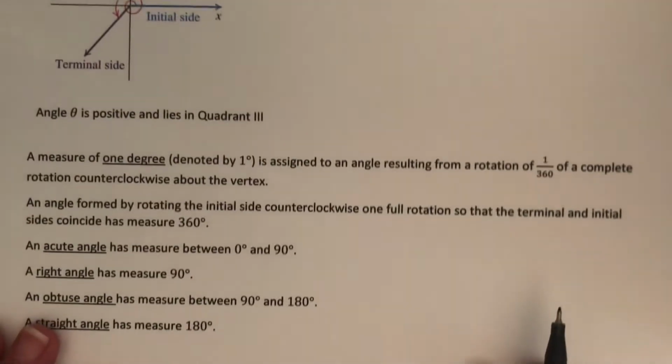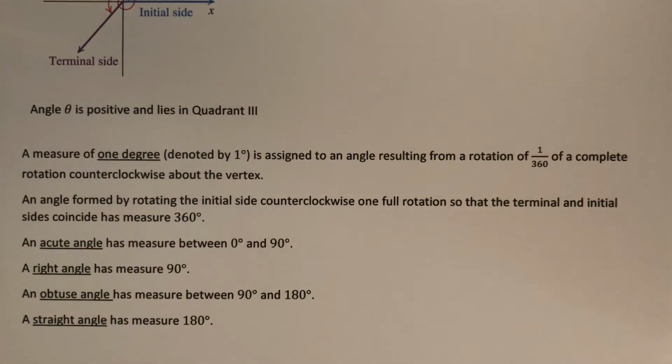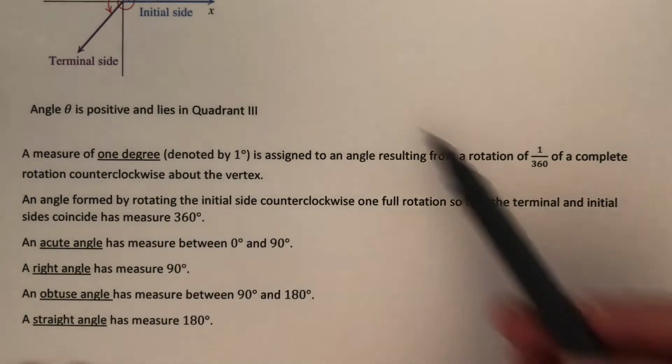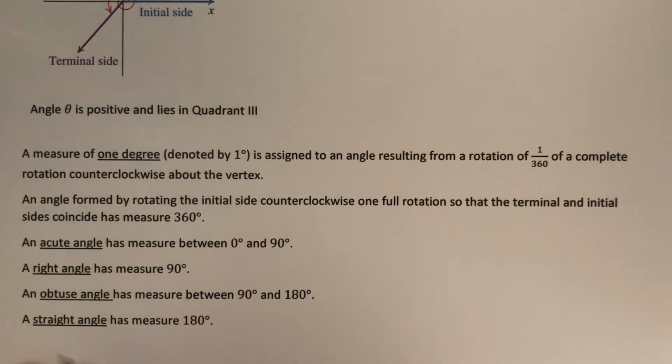Now, a measure of 1 degree, denoted 1 with a little circle, is assigned to an angle resulting from a rotation of 1/360th of a complete rotation counterclockwise about the vertex. An angle formed by rotating the initial side counterclockwise 1 full rotation, so if we go all the way around and we end up right back where we started, then that has a measure of 360 degrees.